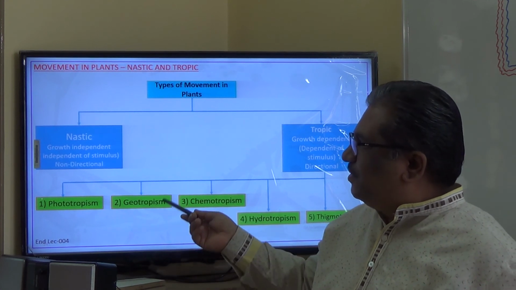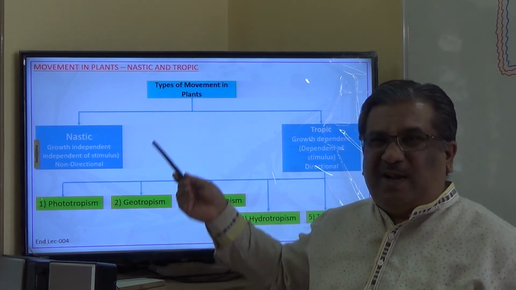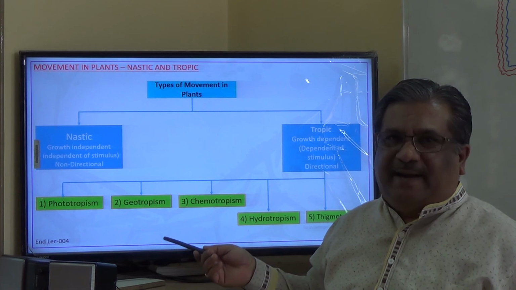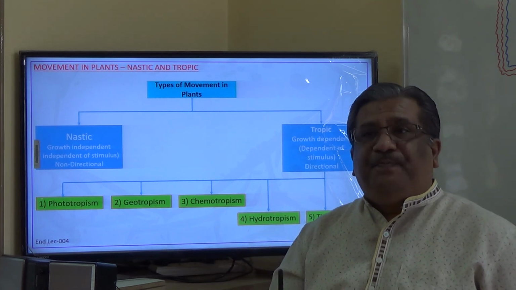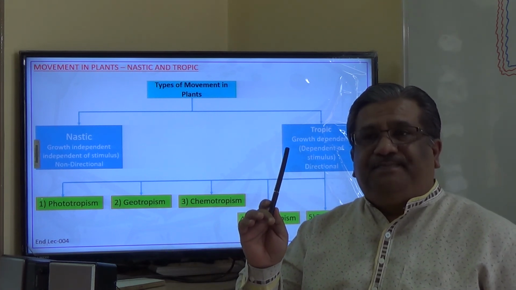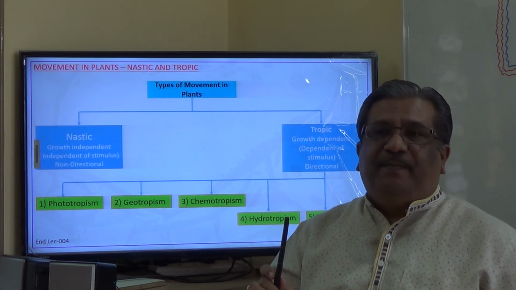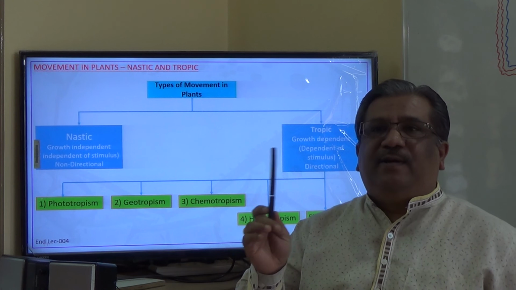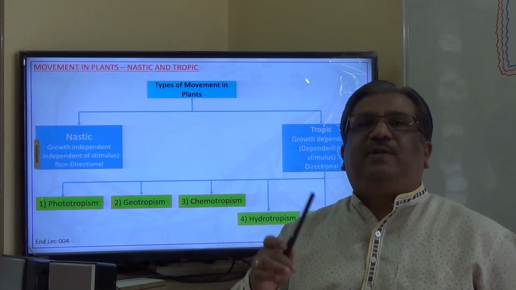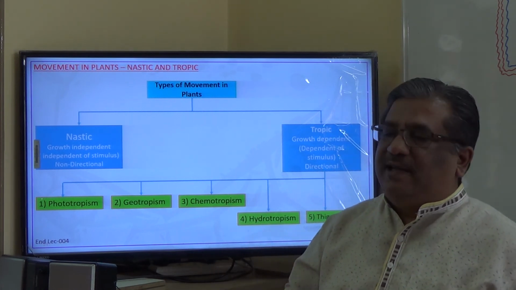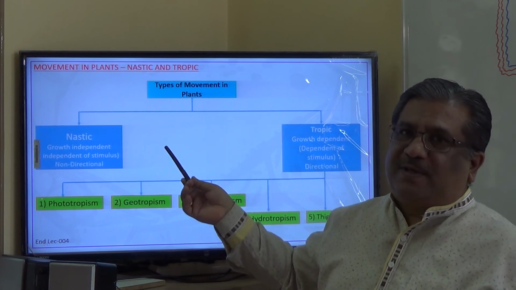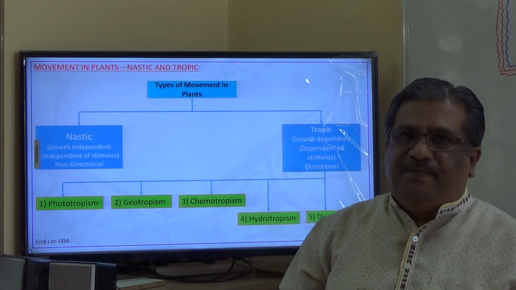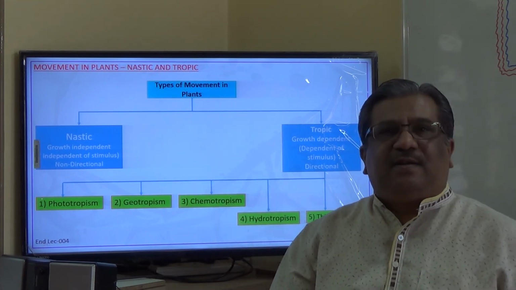Why I took so much time: actually our part starts from this slide, but you must know the difference and the distinction between growth dependent and growth independent plant movements, and therefore I discussed a few more slides before this classification. So we'll stop this lecture for the time being.